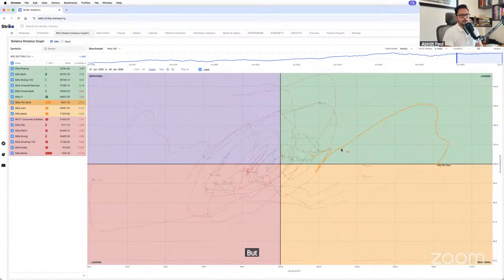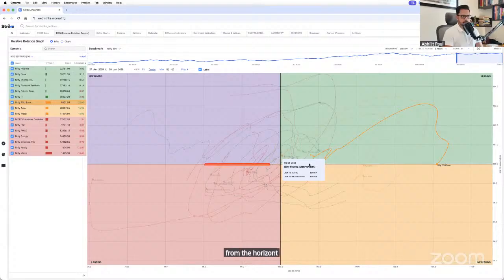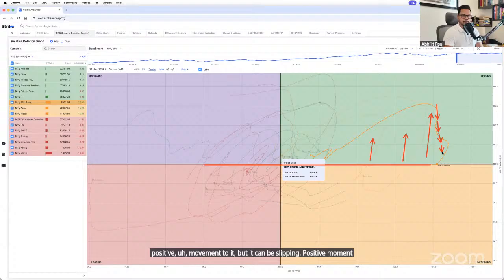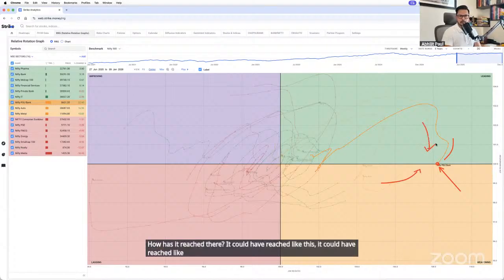But relative strength gaining with momentum, or relative strength gaining without the momentum, that we understand from the horizontal axis. Anything on top of it has positive movement to it, but it can be slipping. Positive momentum could be slipping. So what I suggest is first understand the positioning, where it lies. How has it reached there? It could have reached like this, it could have reached like this, correct?